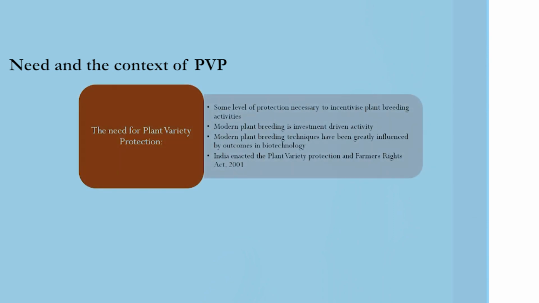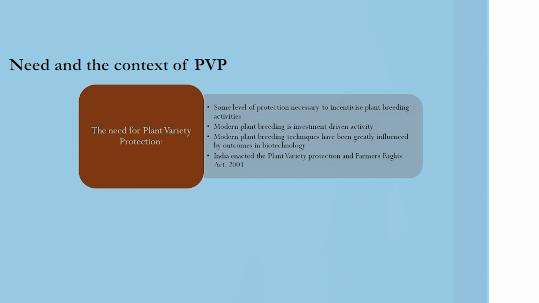One of the first things that we need to discuss in the context of plant variety protection is the need and the context for plant variety protection. The need arises because some level of protection is absolutely necessary to provide incentives for plant breeding activities. Modern plant breeding is an investment driven activity. Modern plant breeding techniques are greatly influenced by the outcomes of biotechnology, and hence India enacted the Plant Variety Protection and Farmers' Rights Act 2001.